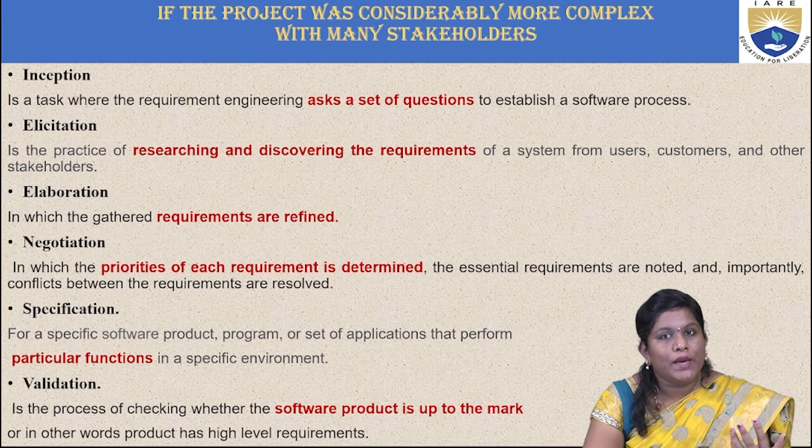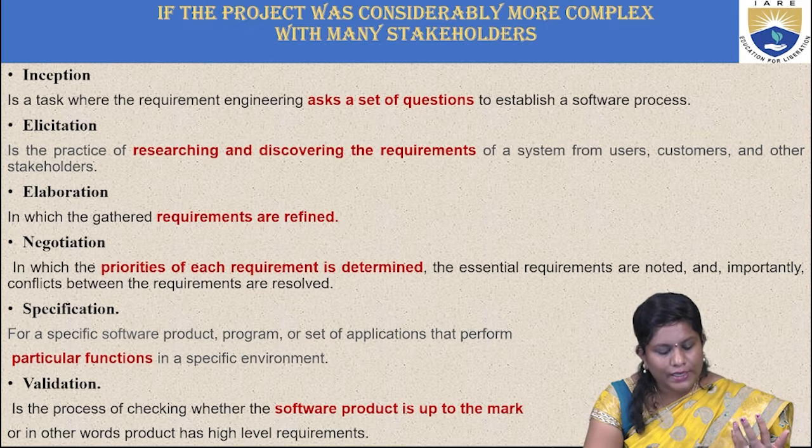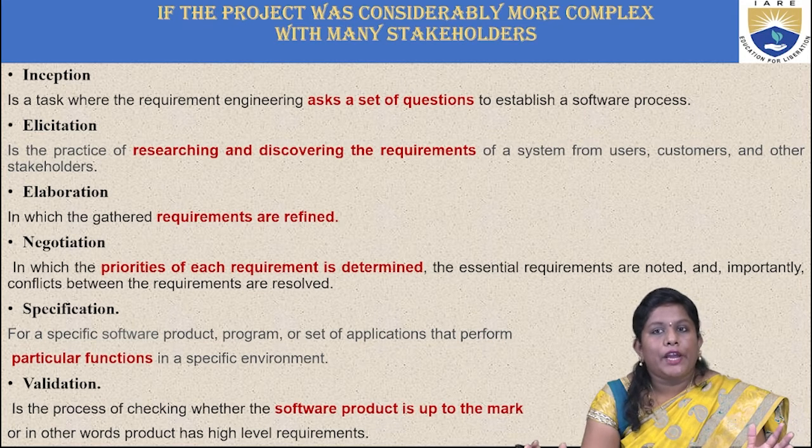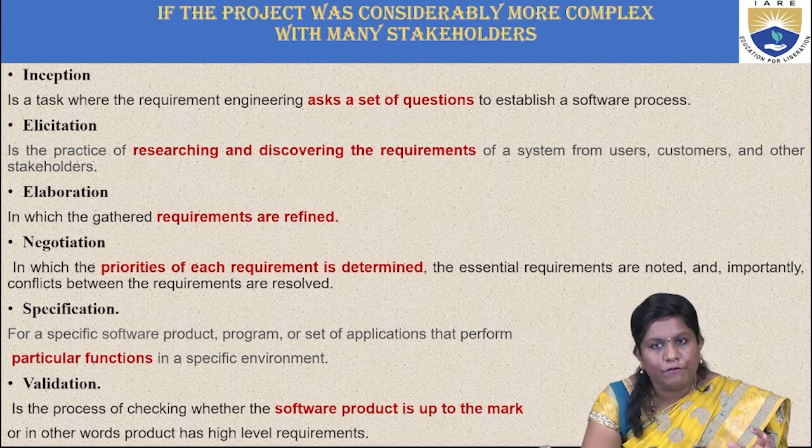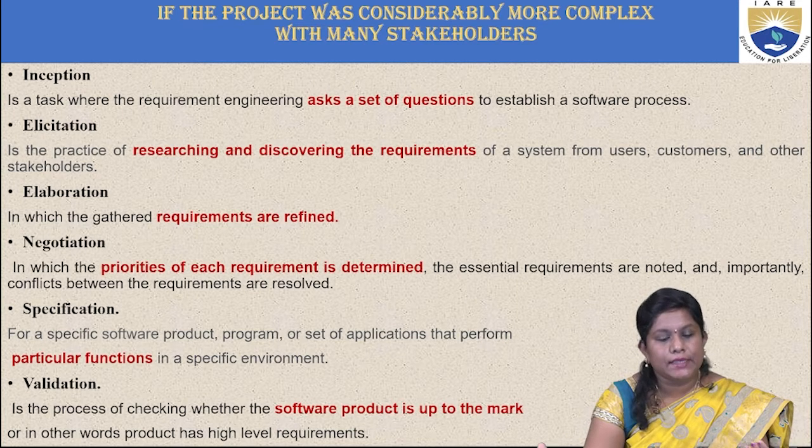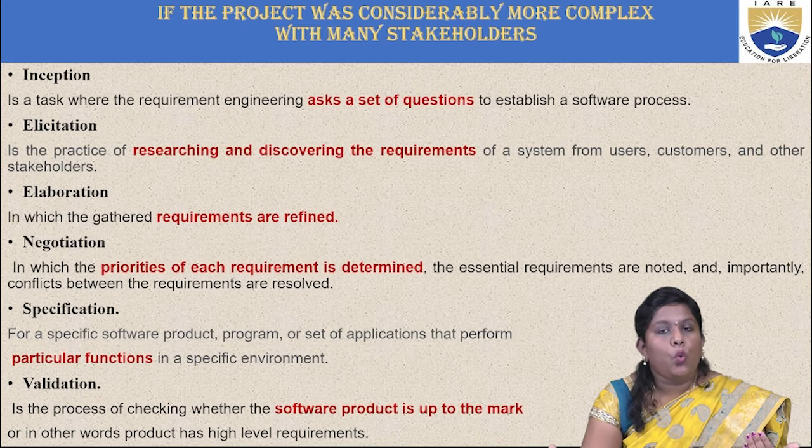So moving to the next one, negotiation. What is happening here? The priority of each requirement is determined. That is, what is important has to be executed first, and then it is resolved. So moving to the next category, that is the specification. What is happening in specification?